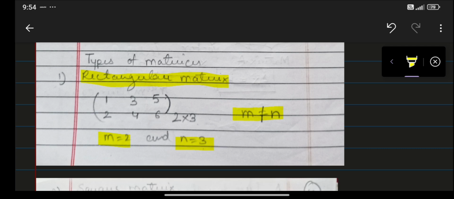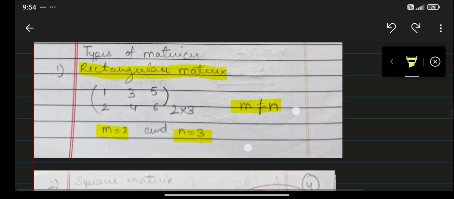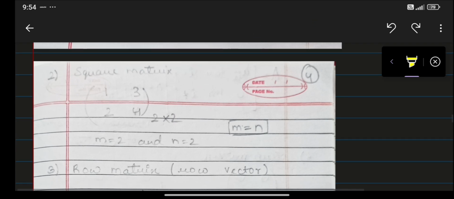And another reason why we call it a rectangular matrix is its shape, right? Look at the shape. It forms a rectangle, right? That's why we call such a matrix a rectangular matrix, because the elements in such a matrix are arranged in such a way that it looks like a rectangle, right? So the next kind of matrix is a square matrix.